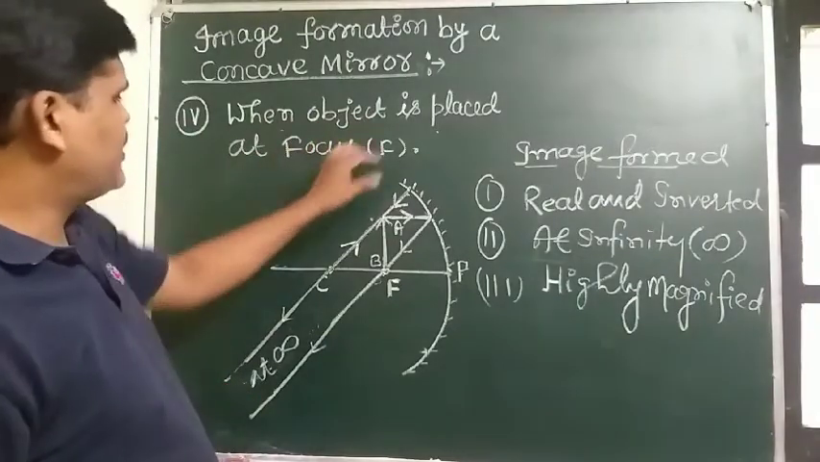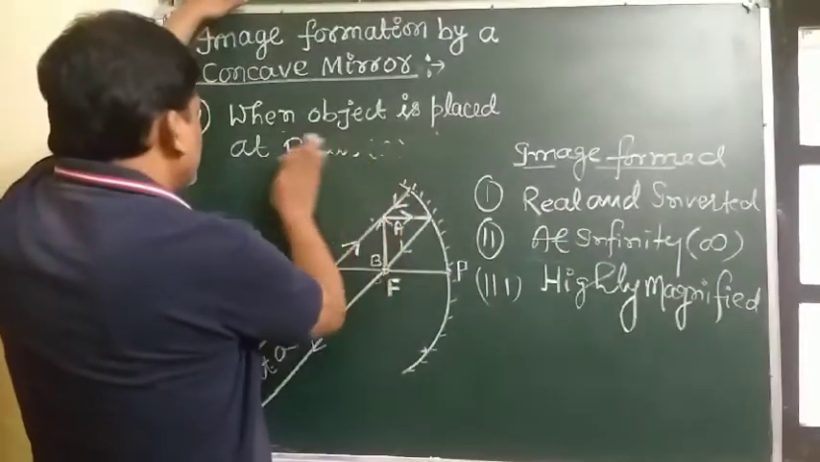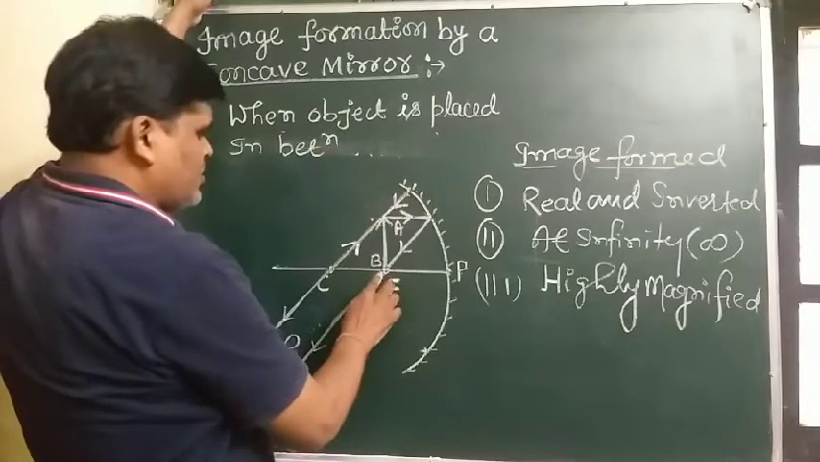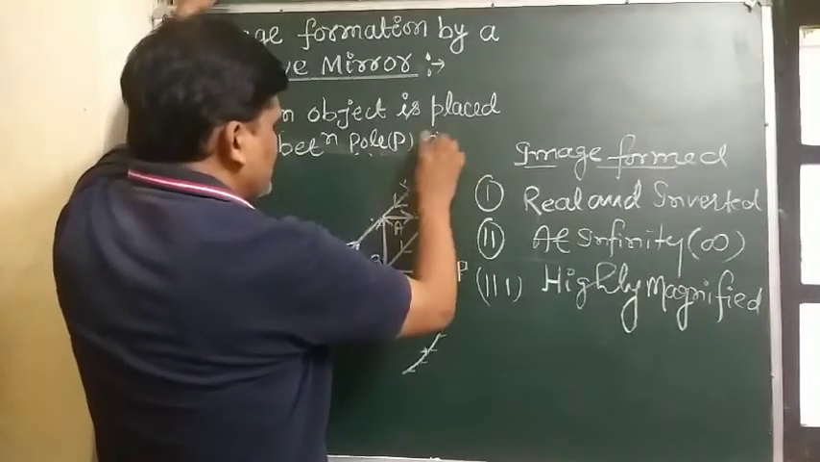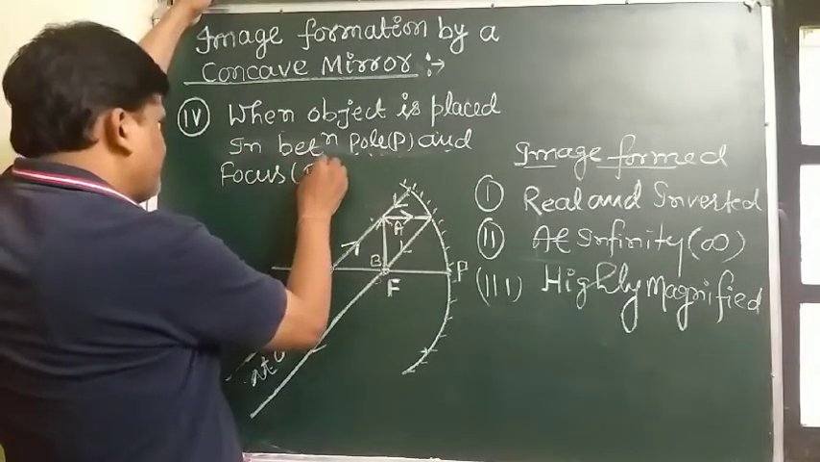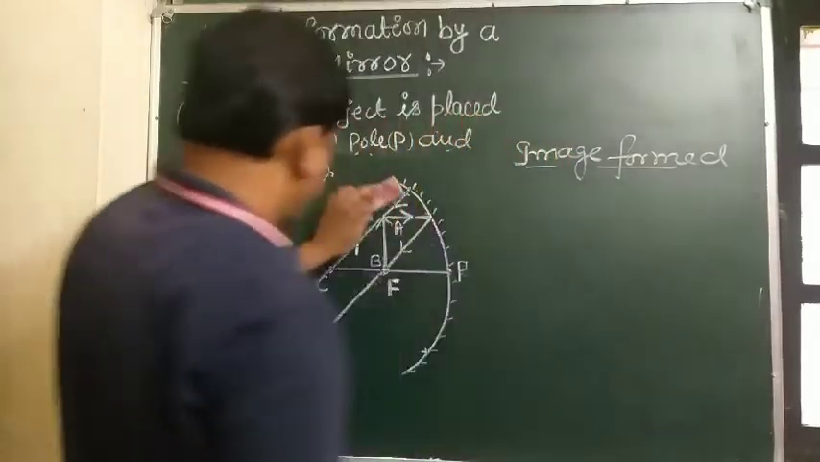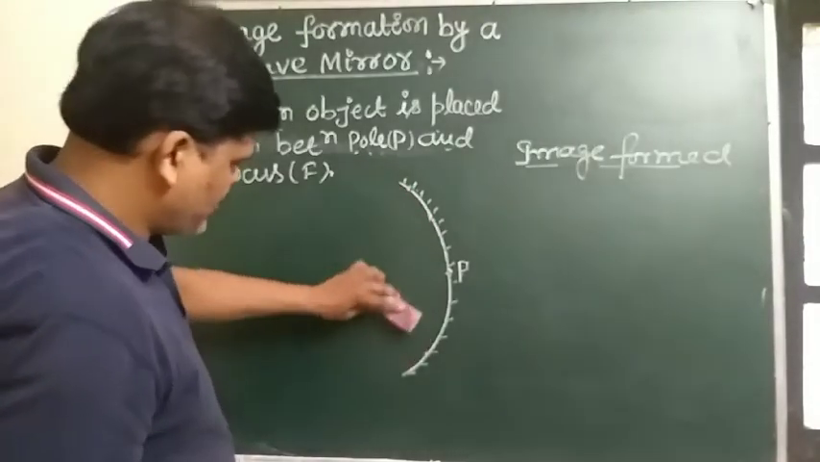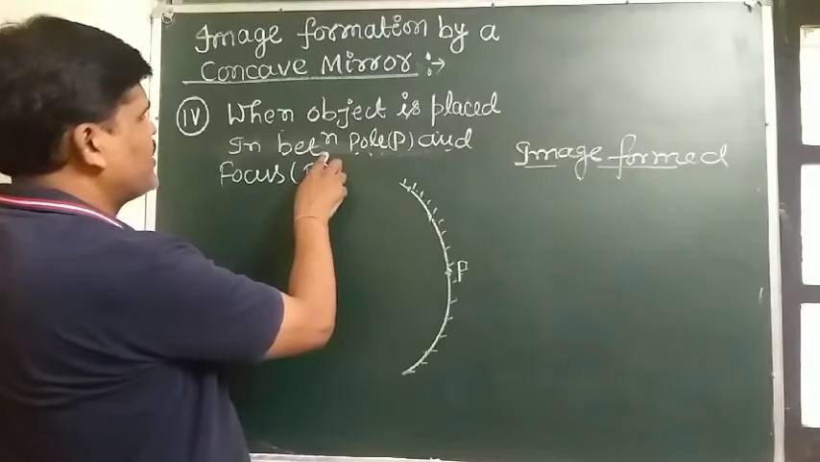Next is when the object is placed in between P and F, that is, between the pole P and the focus F. This is the last image formation by a concave mirror.